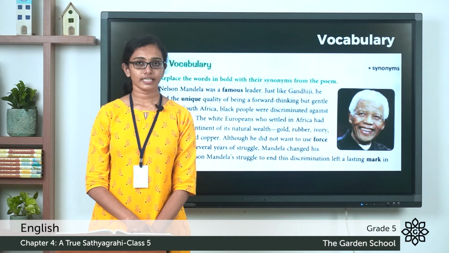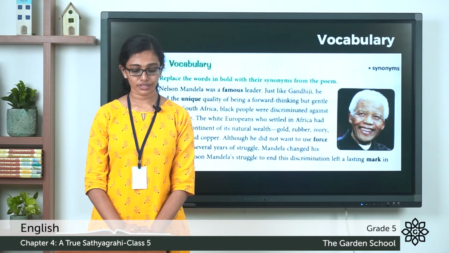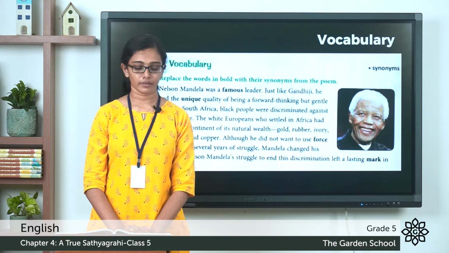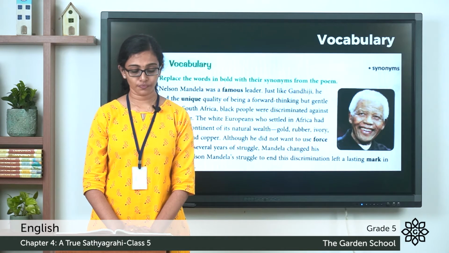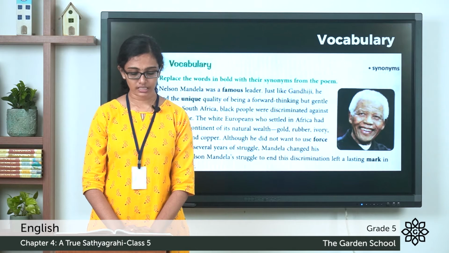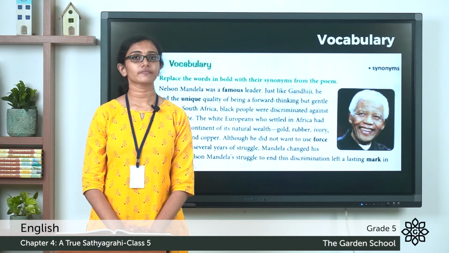Okay. So let's read the passage now. Nelson Mandela was a famous leader. Just like Gandhiji, he had the unique quality of being a forward-thinking but gentleman. In South Africa, black people were discriminated against by the white. The white Europeans who settled in Africa had looted the continent of its natural wealth: gold, rubber, ivory, diamonds and copper. Although he did not want to use force at first, after several years of struggle, Mandela changed his thinking. Nelson Mandela's struggle to end this discrimination left a lasting mark in world history.